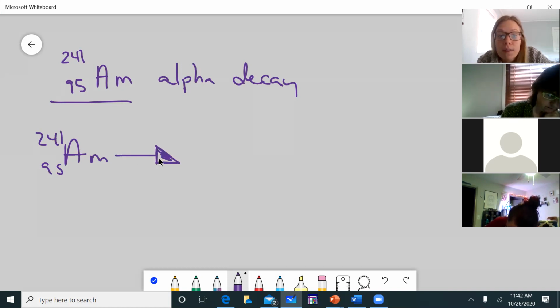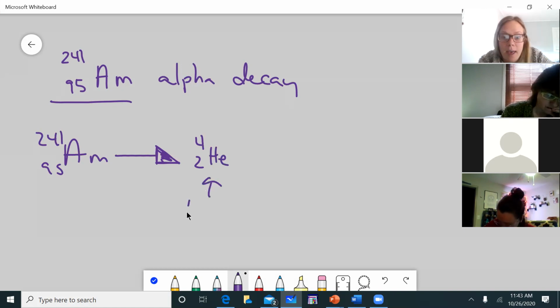And I know one of the things has to be an alpha particle because it's undergoing alpha decay. So right off the bat, I like to write my alphas first. A lot of times in the text, they'll write it second, but I like to write it first. So I've got a 4, a 2, and an HE, right? That is alpha. That's just what it is.